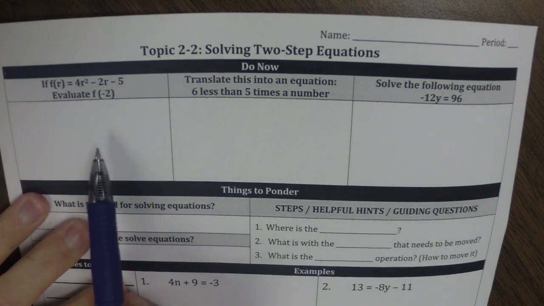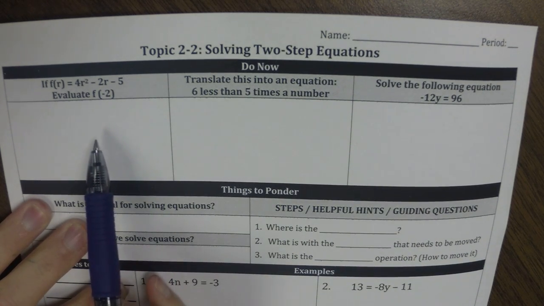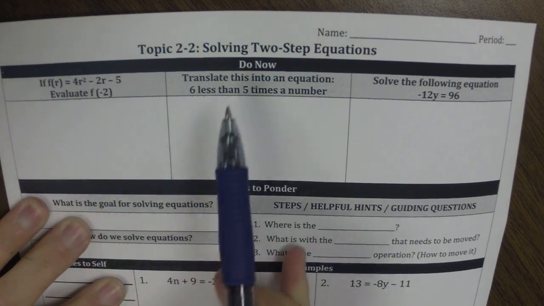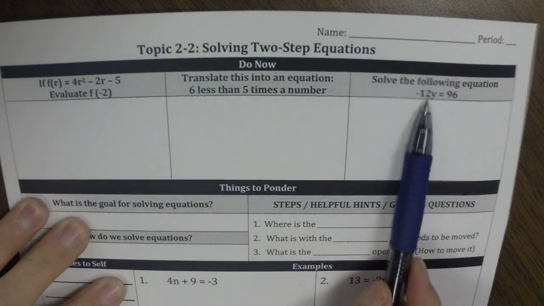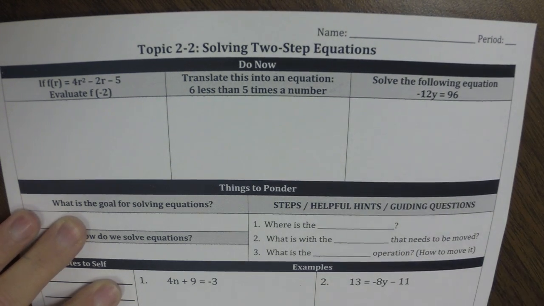At the top, there are the three normal do-now problems that you're supposed to be able to do. They're all review. This is evaluating in function notation. This is translating a sentence into an equation. And then this is solving a one-step equation. So like I said, you've kind of already done this.